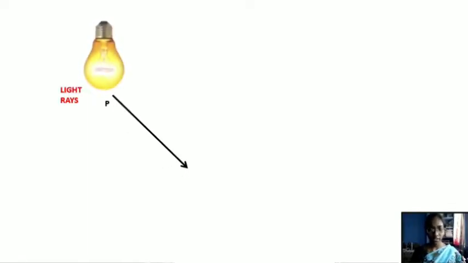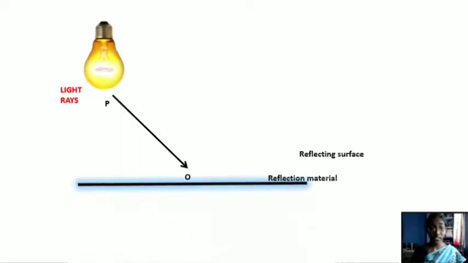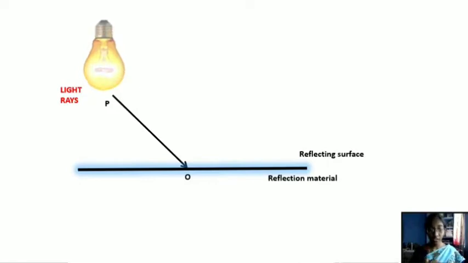When the light rays come from a source, they fall on a specific surface. That surface is called the reflecting surface. The reflecting surface comes from the reflecting material. So when the light rays fall on the reflecting material, it forms the reflecting surface. The surface on which the light rays fall is called the reflective surface.